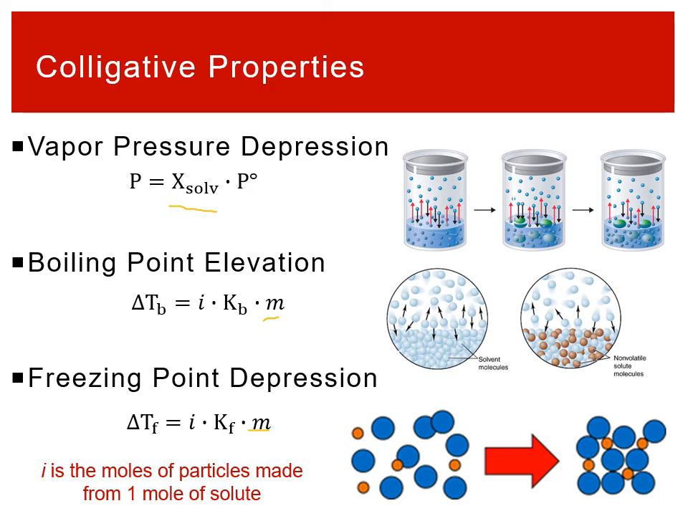The other thing that I want to point out about these equations is this italicized lowercase i term. This i is the number of moles of particles made from 1 mole of solute. The i is actually built in up here, and it's also affecting here. This is the idea that ionic and covalent compounds dissolve differently, and we want to account for that in our equations, so we're going to need to be mindful of that.